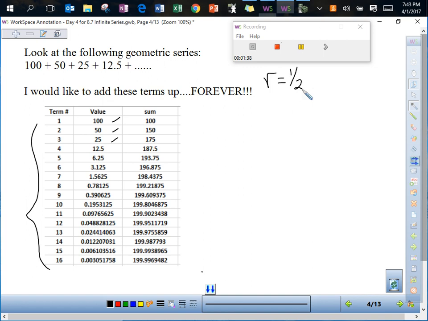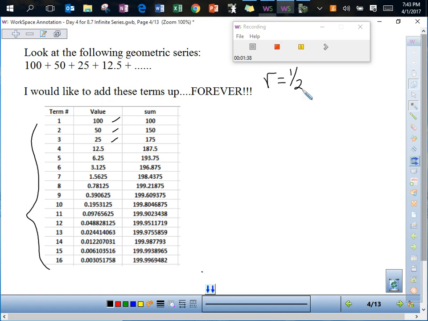Guys, here's what I'd like to do with this. I would like to add this series up, not for the first 5 terms, not for the first 10 terms, but forever. Sounds kind of scary. Sounds like we'll be here for a long, long time. That's really not the case.